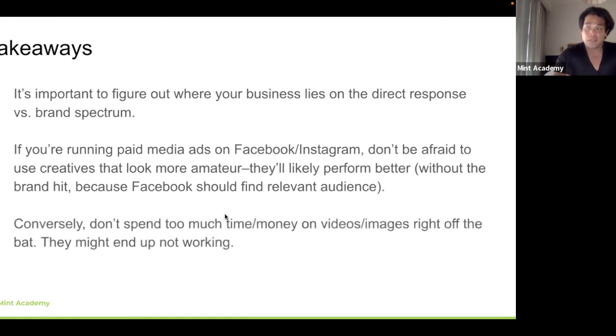Conversely, don't spend too much time creating videos and images because they might not end up working. I've seen companies literally blow 50K on something that would be really, really good as a commercial, but on Facebook, that ad totally tanked. And what worked better was a really blurry amateur image, which is a good lesson. But yeah, they literally blew 50K on a commercial, which was really funny, actually. Not the situation, but the commercial was really funny. Yeah, you never know what is going to be optimal, so it's a really good idea to test.